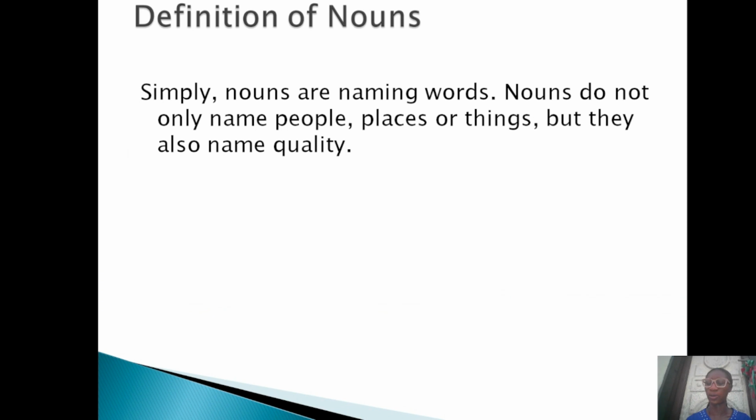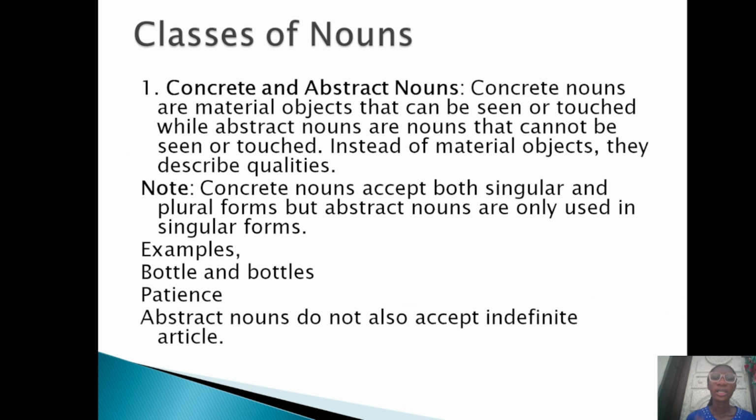So the first class of noun: concrete and abstract nouns. From the word concrete, we already know that when we say something is concrete, it means it can be seen, it can be touched. So it's a material object. While abstract nouns are nouns that we cannot see or touch. So abstract nouns describe qualities, concrete nouns describe nouns that we can see. For example, I can see a cup. So cup is a concrete noun.